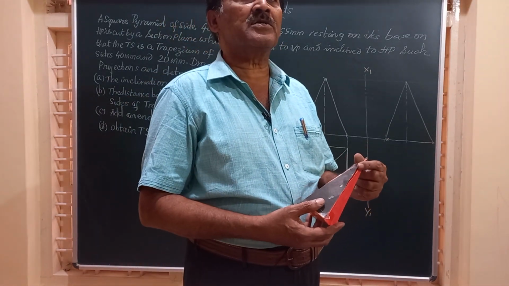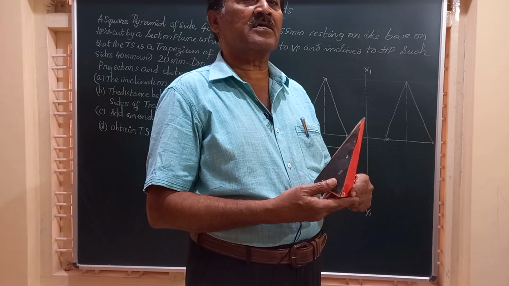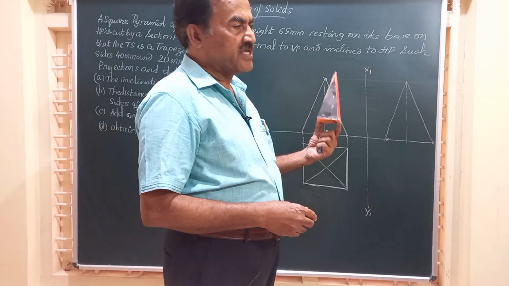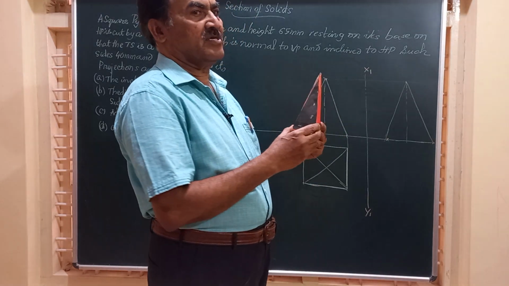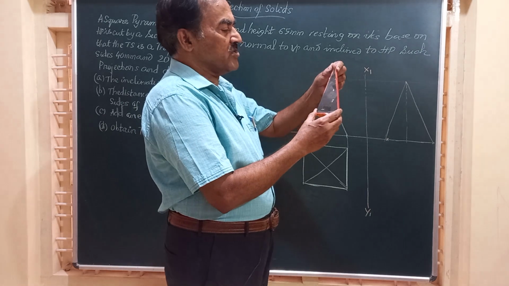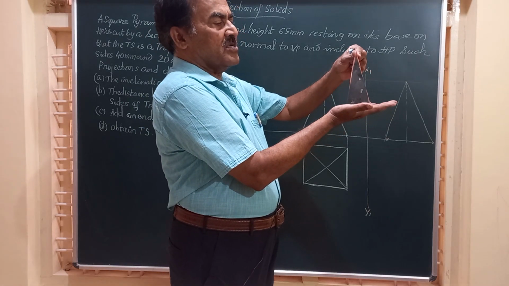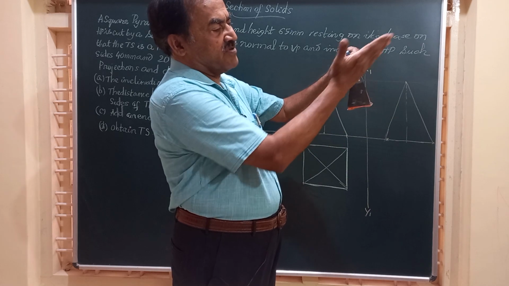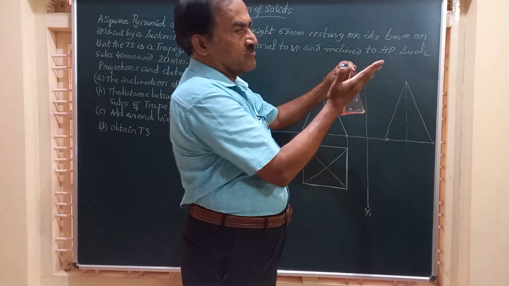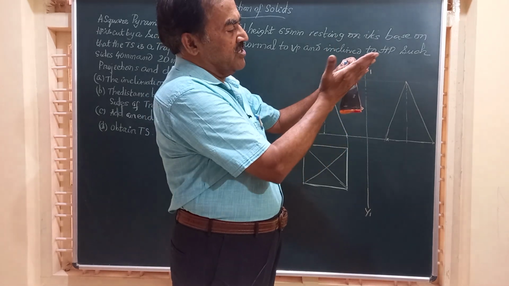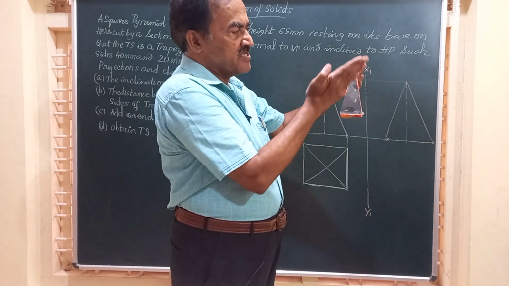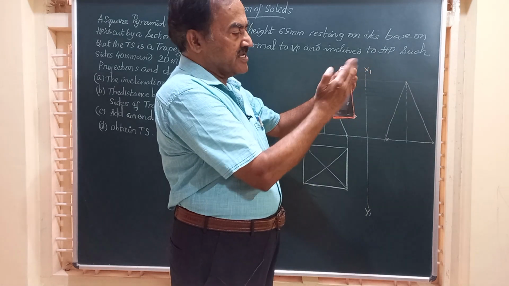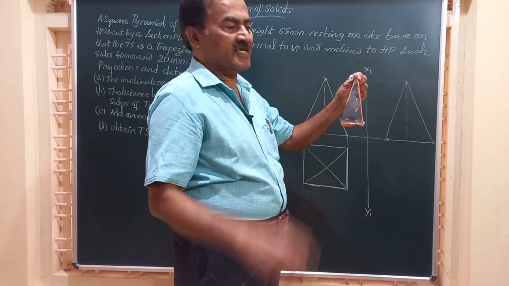Friends, before we position the object initially, let us see what happens to the section if it is being cut by different section planes. Please listen carefully. Suppose you have a square pyramid resting on its base on HP, and if it is cut by a section plane which is perpendicular to VP, means perpendicular to the board, and inclined to HP, the inclination of the section plane to HP can be seen only in the plan view as a line.